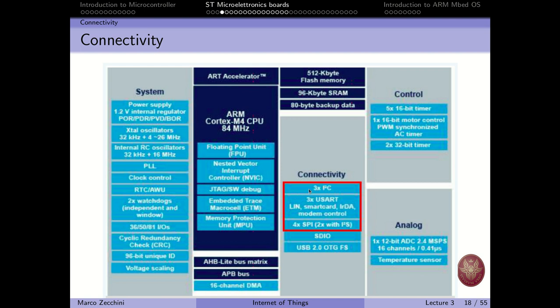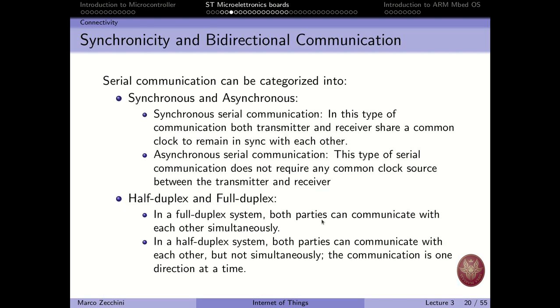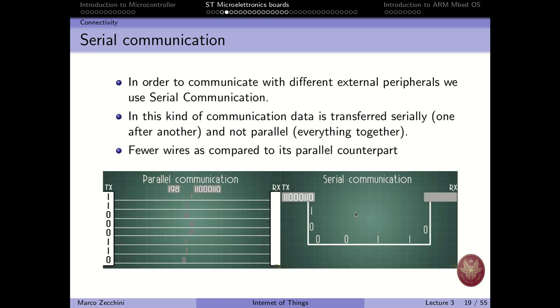So let's start with the connectivity protocols. We are going to see I2C, USART protocol, and SPI. But first, let's understand what a serial communication is. These protocols are serial communication protocols, which allow us to communicate with external peripherals, and in this kind of communication, data are not transferred in a parallel way, but serially, one after the other.